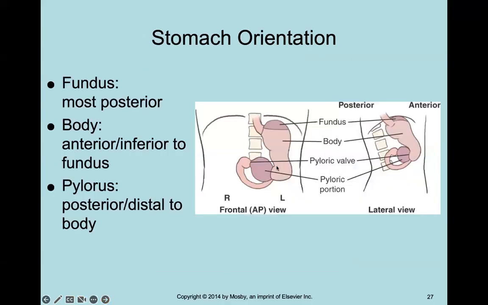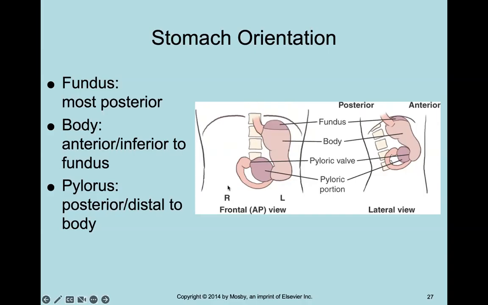Okay, so this is a really important slide. This is pertaining to stomach orientation, okay? It's all about the orientation of our organs, okay? When we insert contrast into them, the contrast will move in certain directions based on the orientation of that organ, okay? So again, we said the fundus was the most superior, okay?